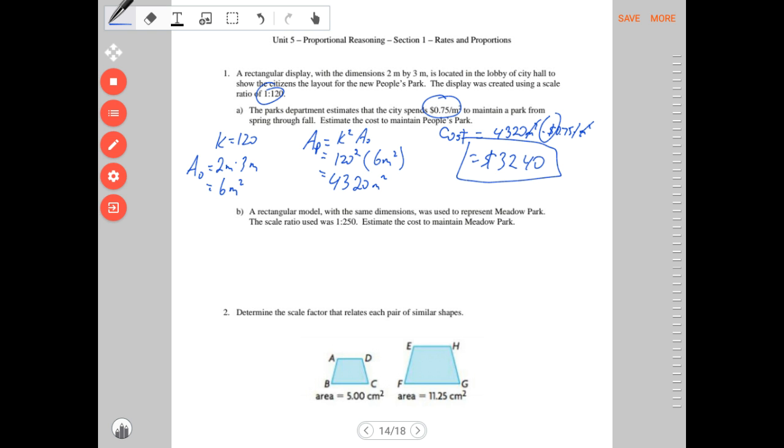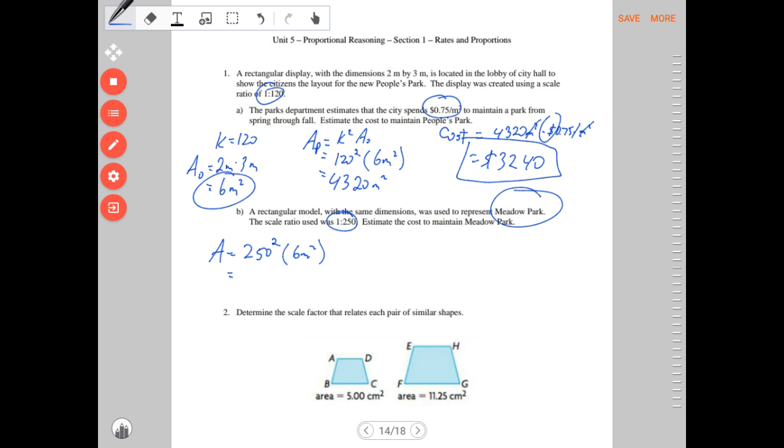So B, a rectangular model with the same dimensions was used to represent Meadow Park. The scale ratio used here was 1 to 250. So estimate the cost to maintain Meadow Park. Now you can see it's 1 to 250, so Meadow Park is a lot bigger. The area of the model is still 6 meters squared, because it has the same dimensions. So this time area equals 250 squared times 6 meters squared.